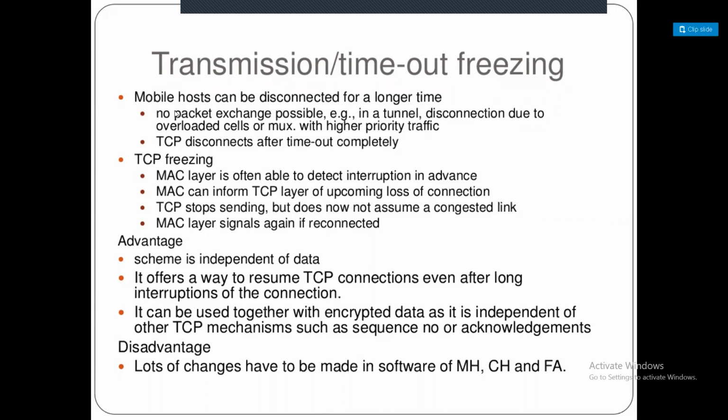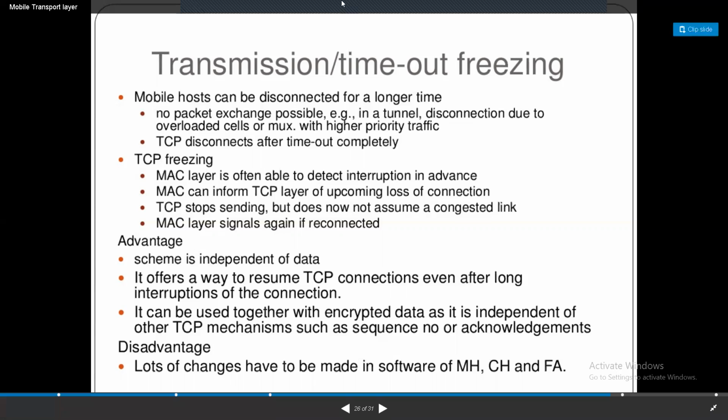The upcoming loss information will be informed to the TCP by the MAC layer. Then the TCP layer will stop the transmission and it will be frozen until and unless the MAC layer informs the TCP layer about the reconnection. Until the MAC layer gives the reconnection information to the TCP layer, it is in the freezing mode. When the MAC layer gives the reconnection information to the TCP layer, saying the route is clear, then it will start the transmission of data. Okay, hope you are clear about this topic.